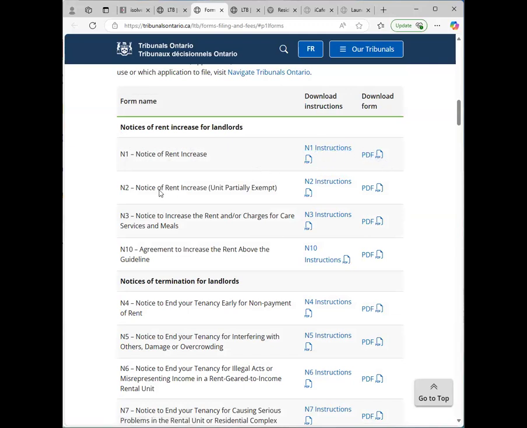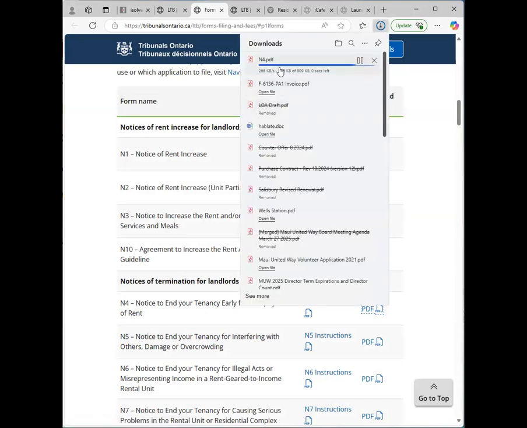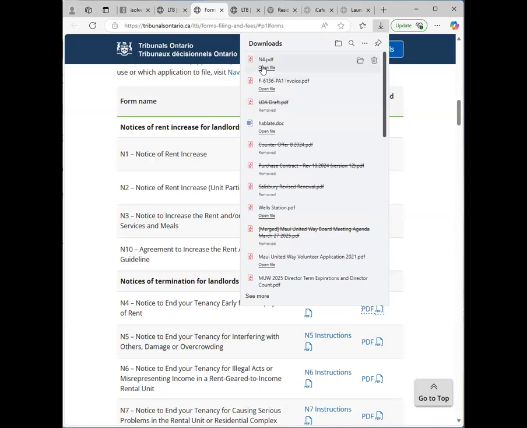Notice of rent increase, partially exempt, notice of increase, changes for care. There's a bunch of different ones in here. Notice to end tenancy early for non-payment of rent. Let's just go into this one. This is the notice of termination for landlords. Let's go in here, open file.